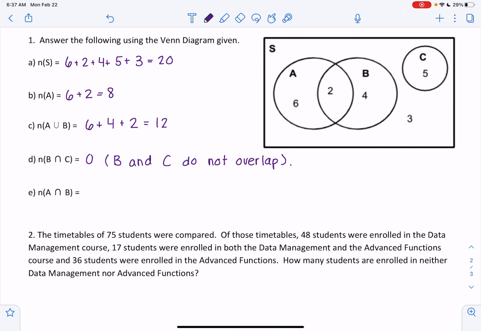There we go. Then we have the number of elements in A intersect B. So that is just the space that is shared between the two of them. So there are 2 elements that are shared between A and B. So this is a good example of how the diagram is really helpful in getting a better understanding of which elements are in which set.